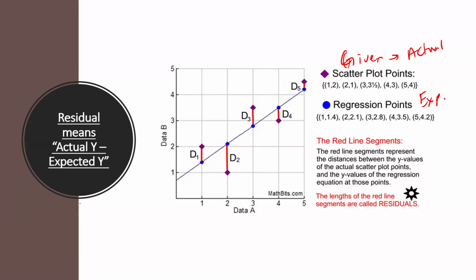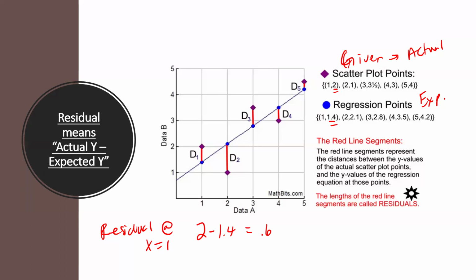So if I wanted to find the residual at x equals 1, I'm going to go here, and I want to know what is the value of that red space, right? So it's going to be your actual y minus your expected y. What was our actual y? Our actual y is 2. And what's our expected y? 1.4. So our residual equals, if you have $2 and you spend $1.40, what are you left with? 60 cents. So 0.6. That's how you calculate the residual. How do you feel?